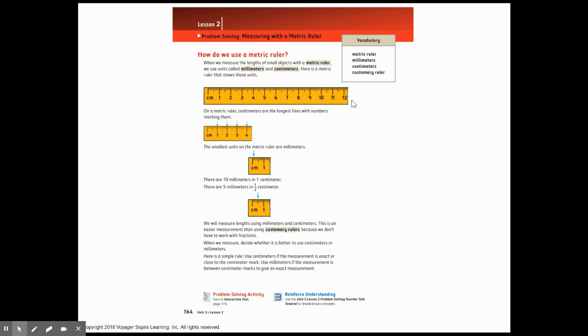Alrighty. Second part of lesson 2, how do we use a metric ruler? This probably looks familiar from your younger years in math. So we're going to just do a little bit of review to refresh our memories. So we measure the lengths of small objects with a metric ruler. How can you tell what units are used by looking at the ruler?